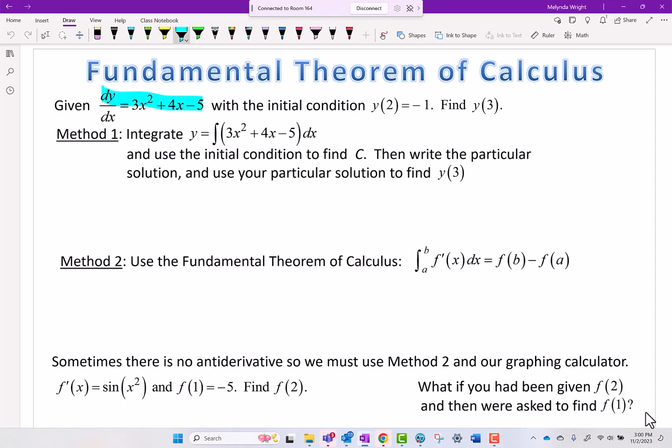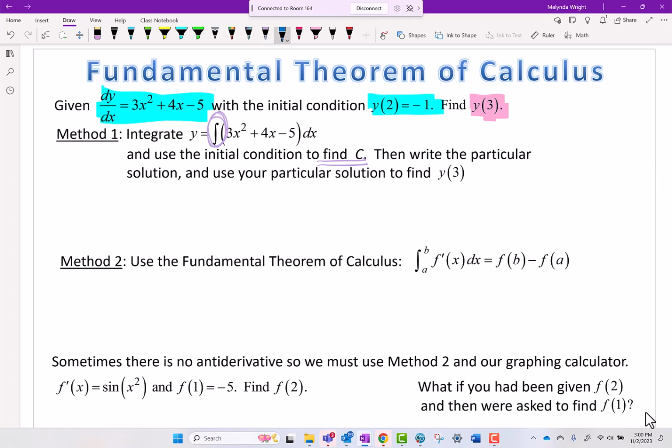So we are given a derivative, and we're given an initial condition, and we are asked to find y of 3. That's kind of our scenario. The first technique that I'm going to do is probably the most familiar one, where we have an indefinite integral, this little guy with no bounds, and we're going to find c. We're going to do it that way. So that's probably most familiar to us. So let's kind of walk through that.